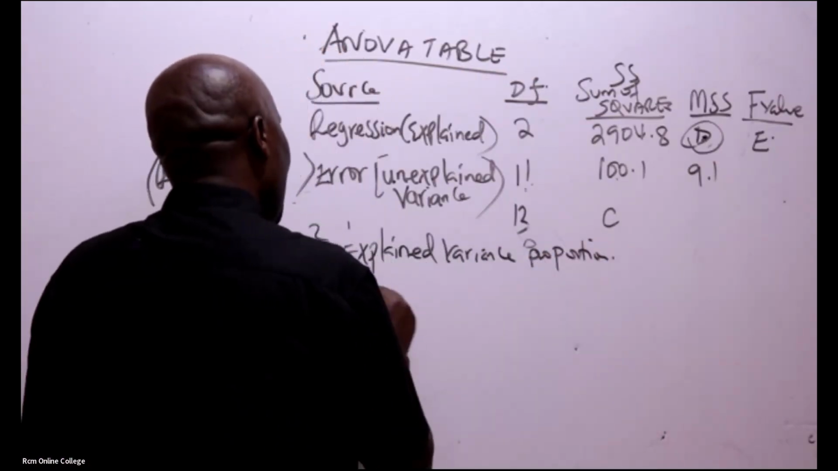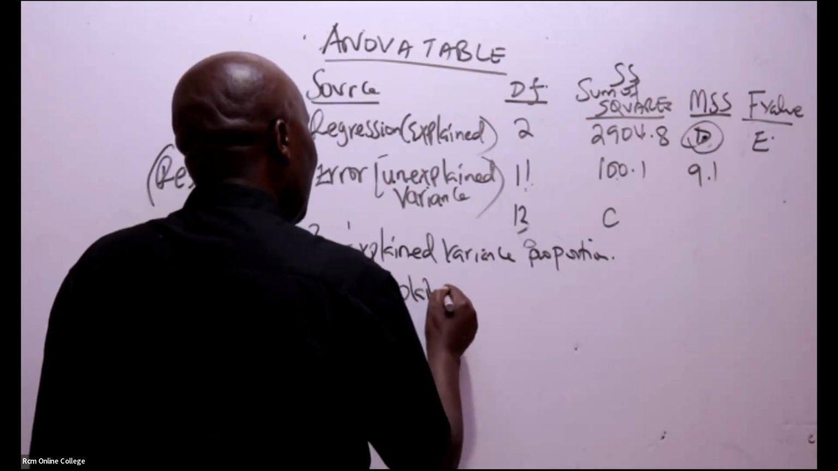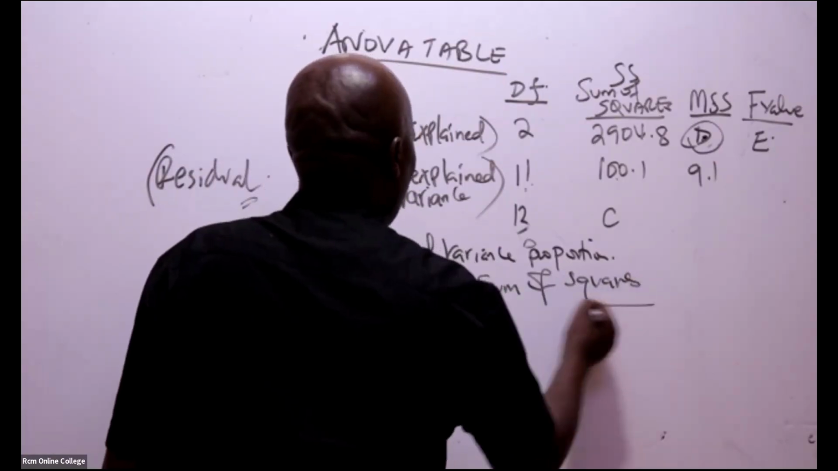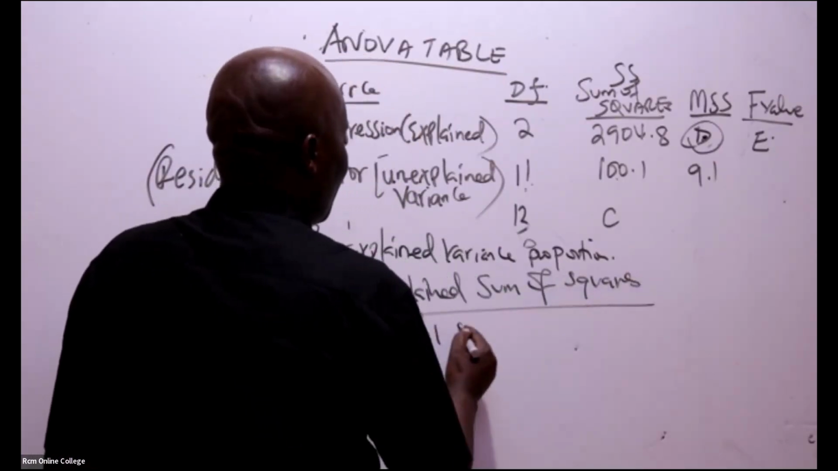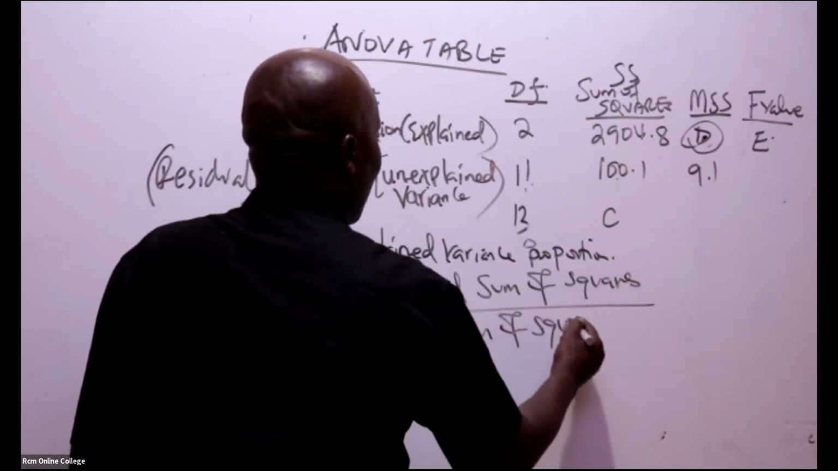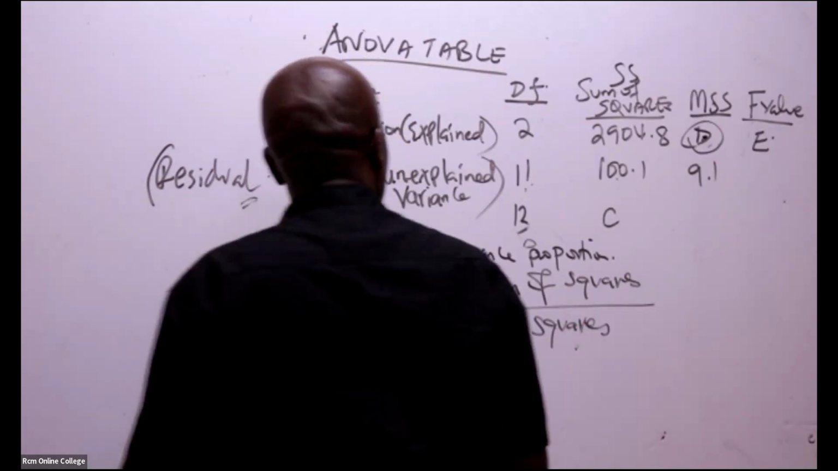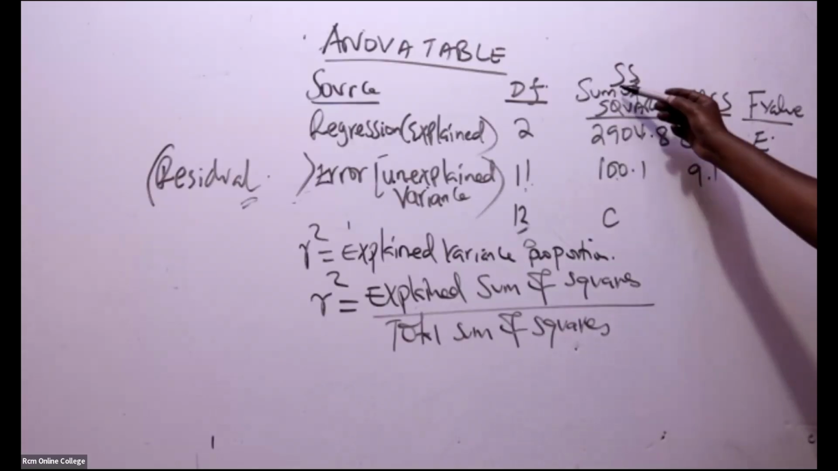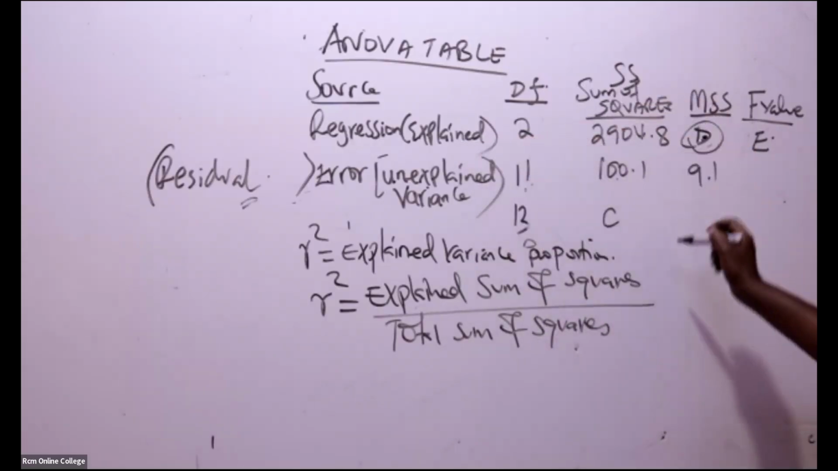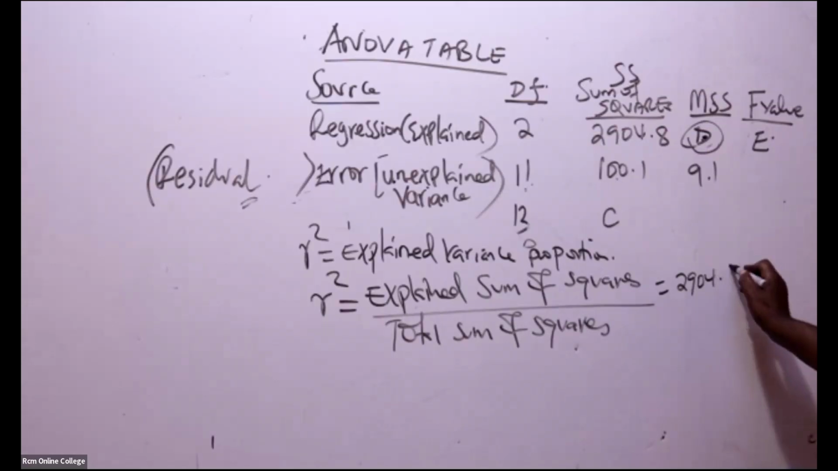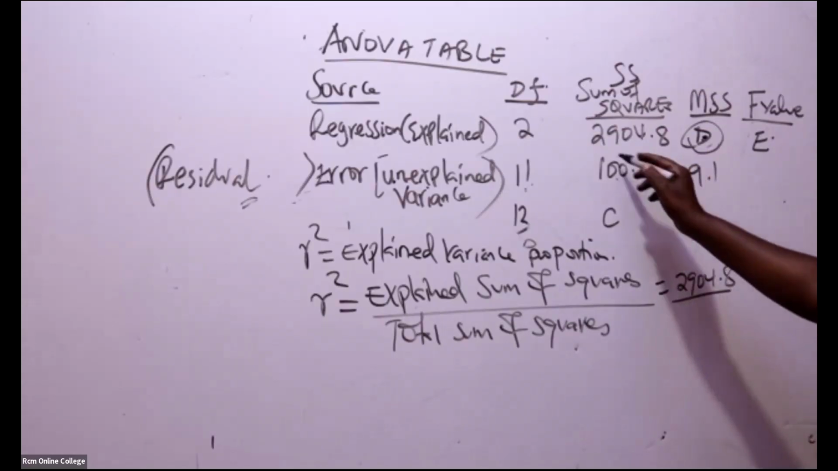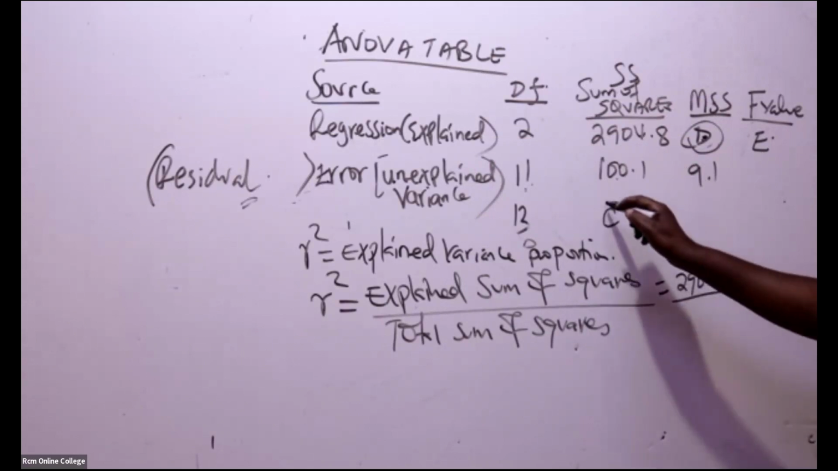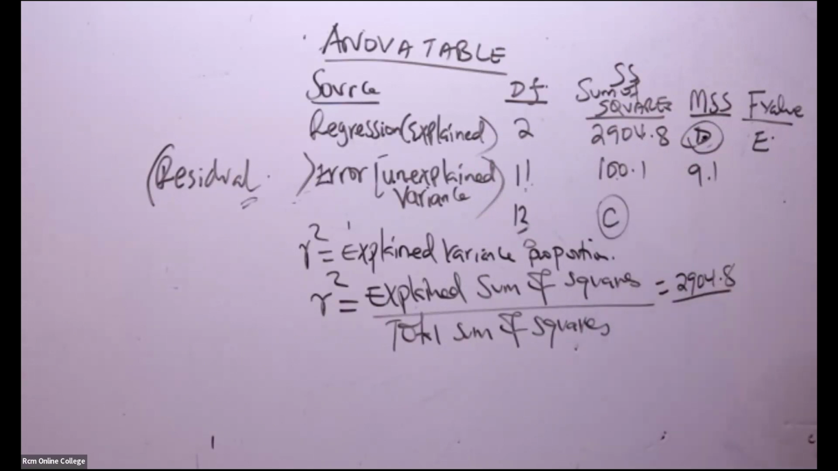This R squared is the explained sum of squares all over the total sum of squares. Fortunately, we have the sums of squares. The explained one is 2904.8, all over the total. You guys had added this and gave me a figure of 30 something. You got this total here: total sum of squares.